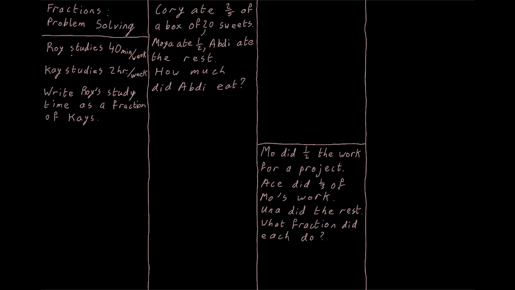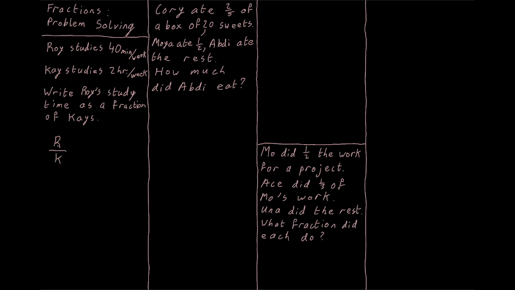So we have Roy studies some of his subjects for 40 minutes per week. Kay studies some of their subjects 2 hours per week. Write Roy's study time as a fraction of Kay's. So we're comparing Roy's study time to Kay's study time. If we just describe the situation, we are asked to put Roy's study time all over Kay's study time.